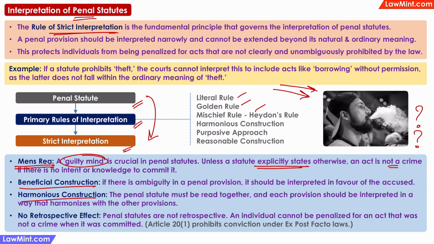Another important aspect about penal statutes is that a person cannot be punished for an act that was not a crime when it was committed. That is, penal statutes cannot be applied retrospectively, and this is also specifically prohibited by the Constitution. For example, if a statute banning e-cigarettes was enacted from the 1st of January, then a person cannot be punished for having used e-cigarettes on the previous day, that is, the 31st of December. And as usual, any interpretation of any statute must be validated against the presumptions as to interpretation of statutes.